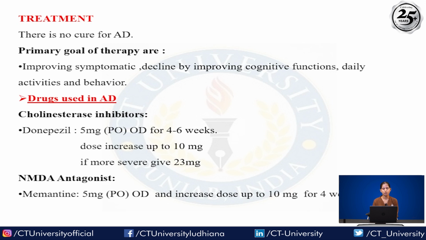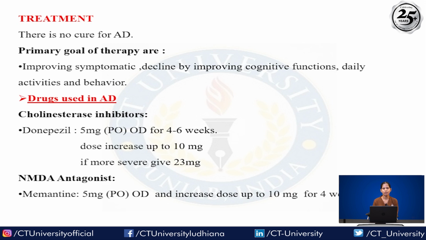If the symptoms are more severe and not cured with 10 mg, then the dose will be increased up to 23 mg. Not more than 23 mg is given to an Alzheimer's disease patient, because it may cause other effects, since every drug has a side effect or adverse effect. According to guidelines, not more than 23 mg is given to an Alzheimer's disease patient.